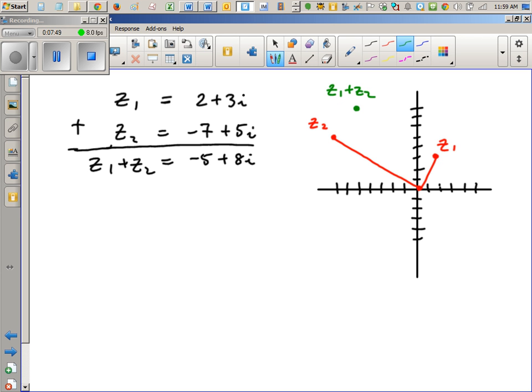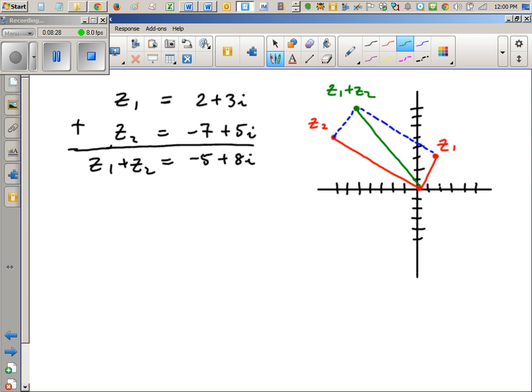Okay? The second thing I want you to notice is there is a parallelogram here. It might not be visible to you right away. But if you connect z1 plus z2 to both of the original addends, you can see there's a parallelogram chilling right there on your paper. And the modulus of z1 plus z2 is its diagonal. This is a very important concept in physics and in vectors. So we will see this show up again in section 8.4.